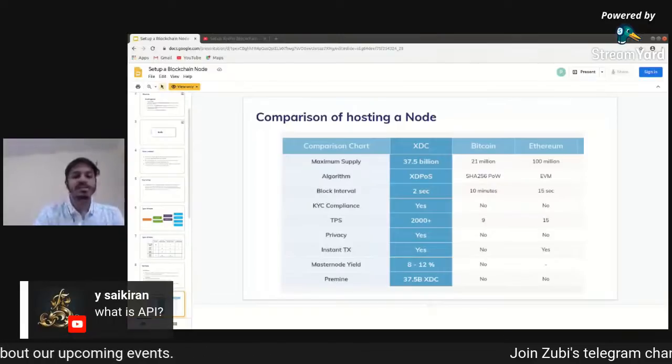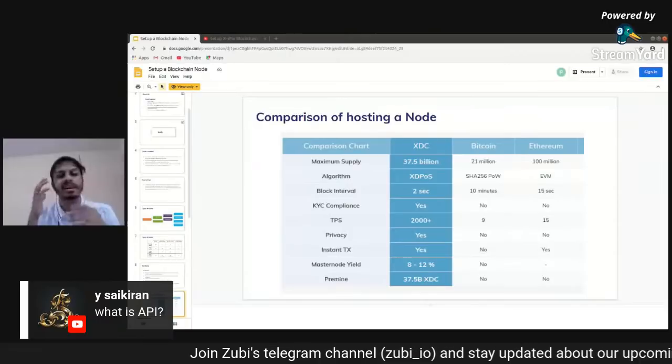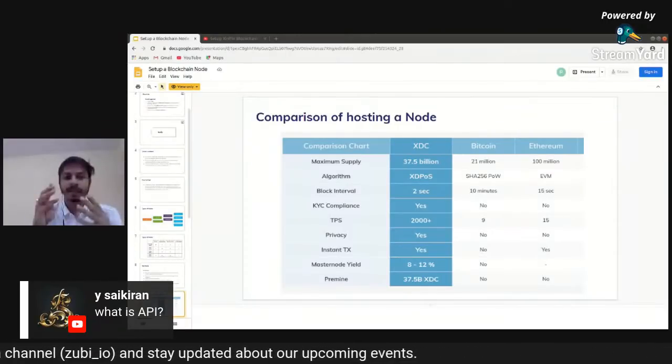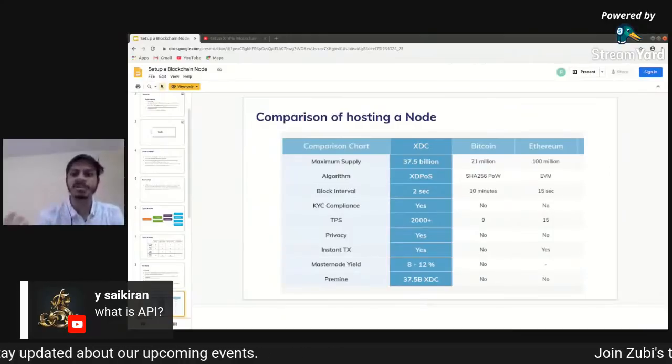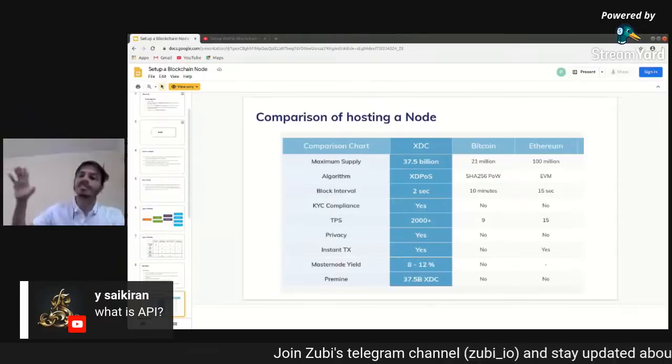Okay, what is an API? An API is just a call that happens to the network. Basically, an API is just a request being made by your application to someone else's application to fetch data out of it.